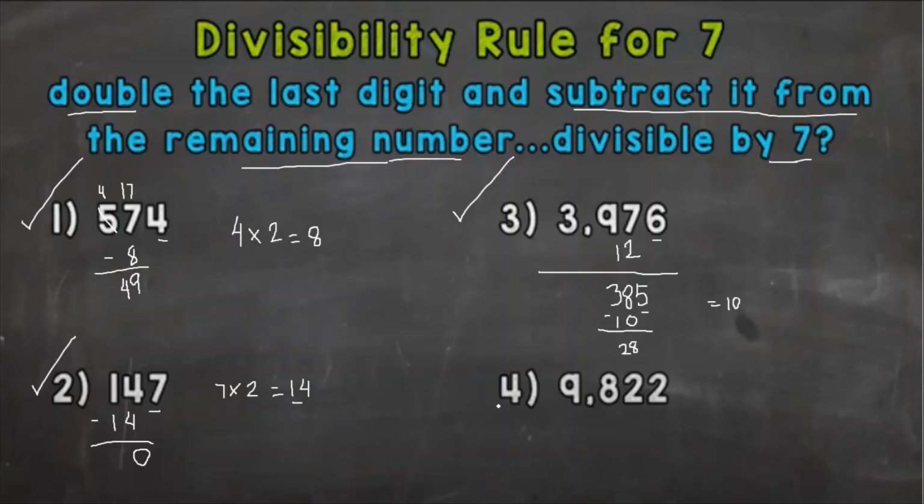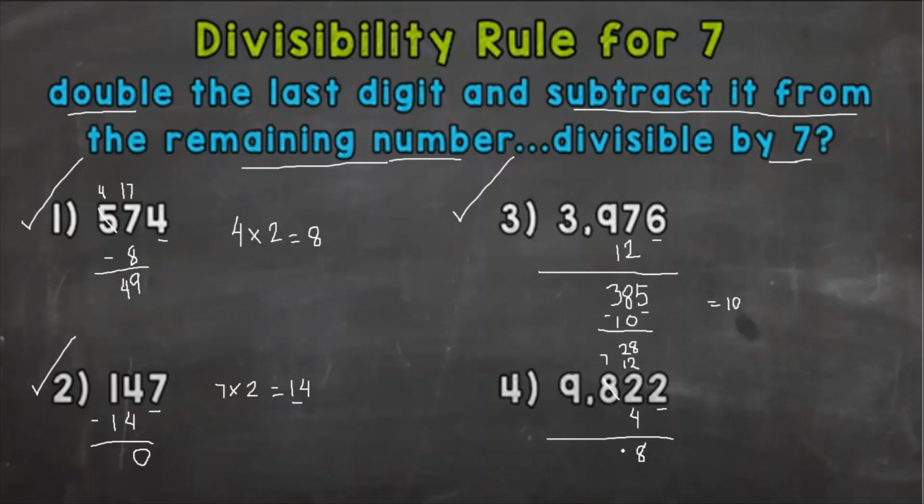And that is number 4. Is 9,822 divisible by 7? Still, let us use our rule. Let us double the last digit. 2 times 2, the answer is 4. And subtract it from the remaining number. So, 2 minus 4 cannot be. This will become 7 and this will become 12. 12 minus 4, the answer is 8.